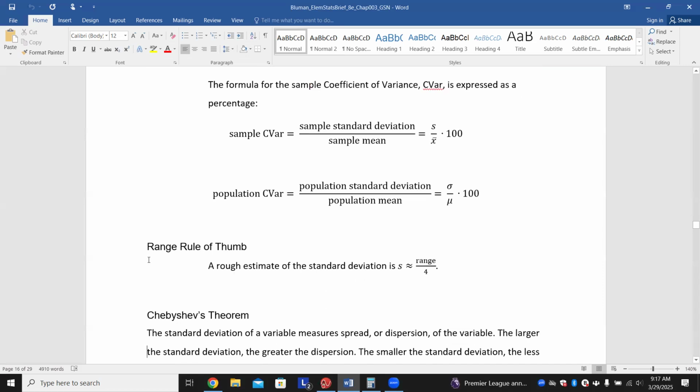A range rule of thumb. You can actually calculate a rough estimate. If you didn't have time to calculate all of the data, you could come up with a rough estimate of the standard deviation for a sample by simply taking the range divided by 4. So figure out the highest value minus the lowest, and then divide that result by 4, and you get a rough estimate. On your homework, it's going to ask for a rough estimate. This is how you calculate it.